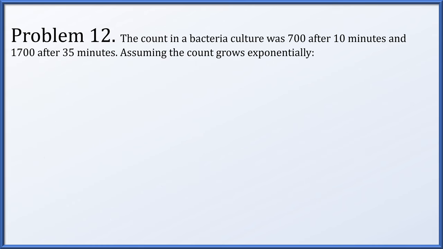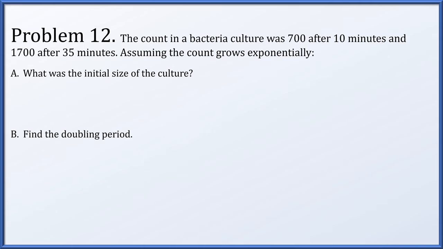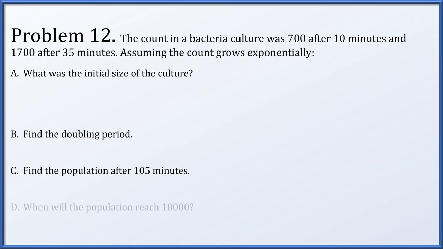Problem 12. The count in a bacterial culture was 700 after 10 minutes and 1,700 after 35 minutes. Assuming the count grows exponentially, first we're going to ask what was the initial size of the culture. Then we're going to find the doubling period. And then we're going to find the population after 105 minutes. Finally, when will the population reach 10,000?